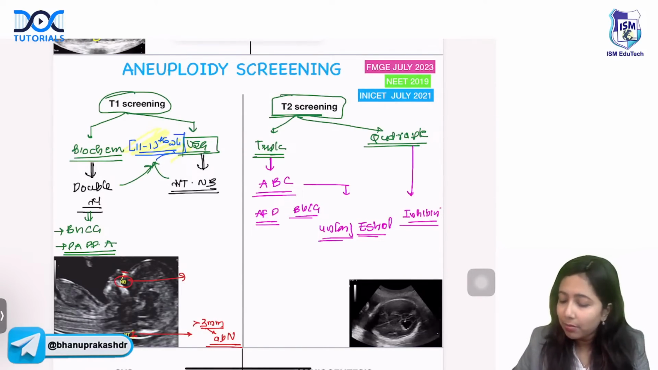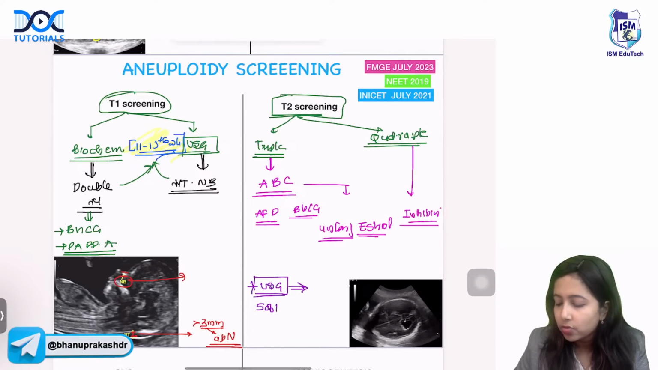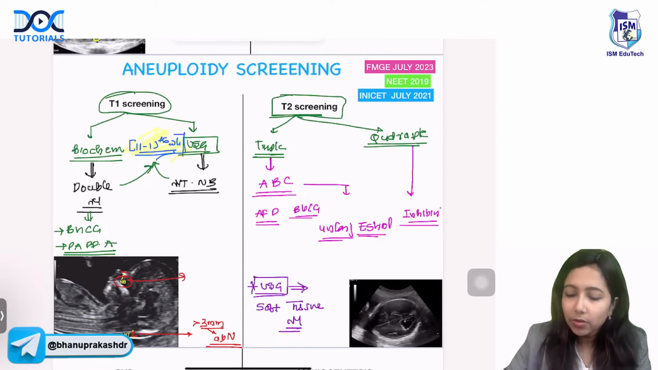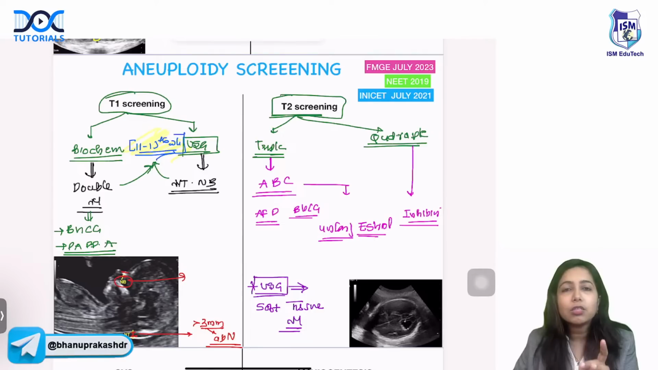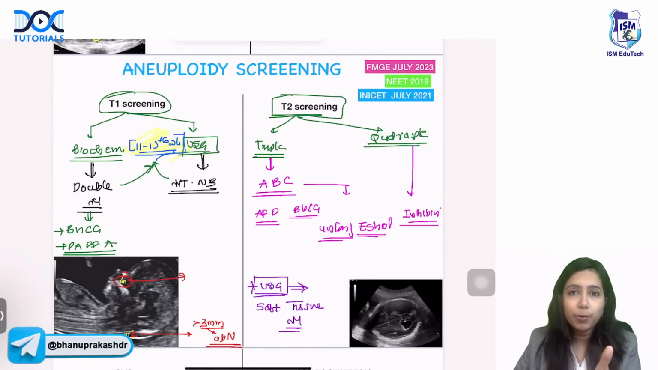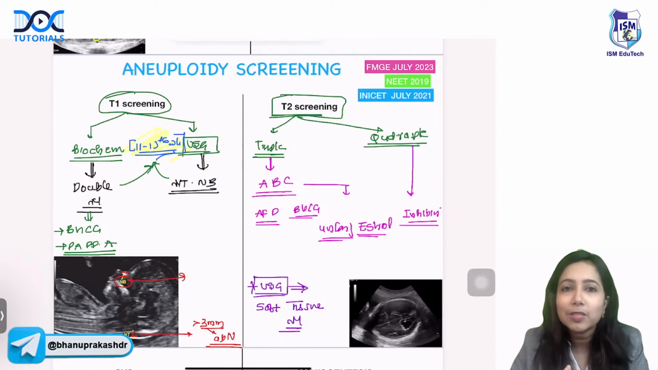This is the biochemical markers, and in ultrasound, here also we will be looking at a lot of soft tissue markers. So you have alpha fetoprotein, beta HCG, unconjugated estriol in case of triple marker, and in quadruple marker, we have an extra one, which is inhibin, which is measured.